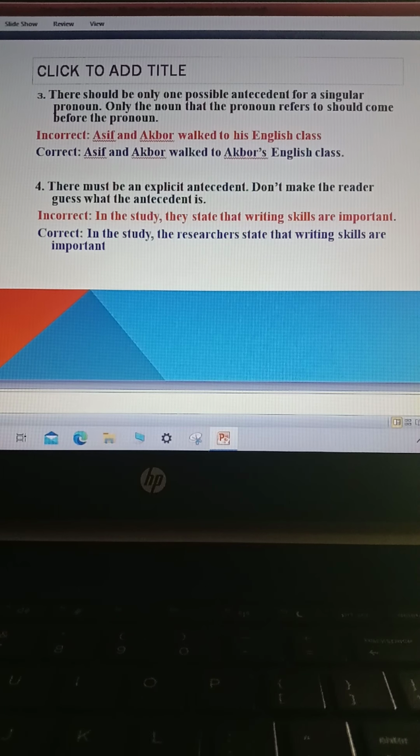Incorrect: in the study, they state that writing skills are important. They state that. Who are they? It should be identified by you, that is students. Correct: in the study, they state the writing skills are important. Who states about the writing skills? It must be the researchers or the scholars. Here the answer is: the researchers state that the writing skills are important. Now we will go to our next examples.